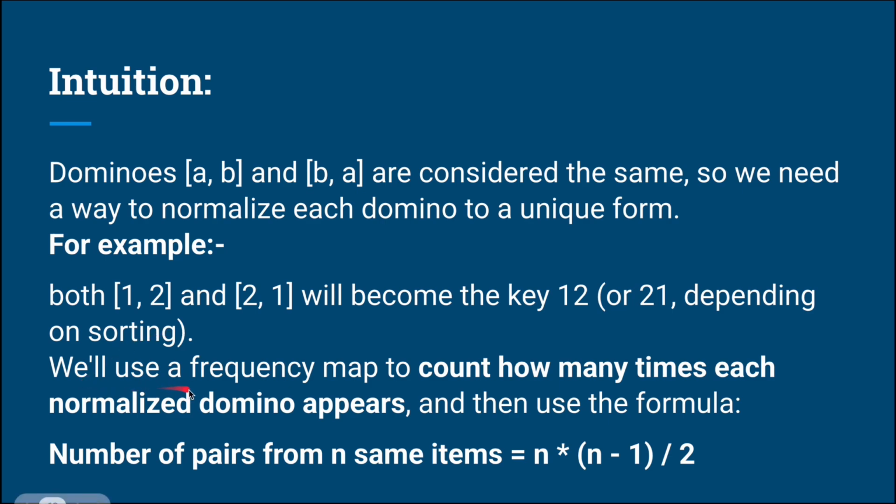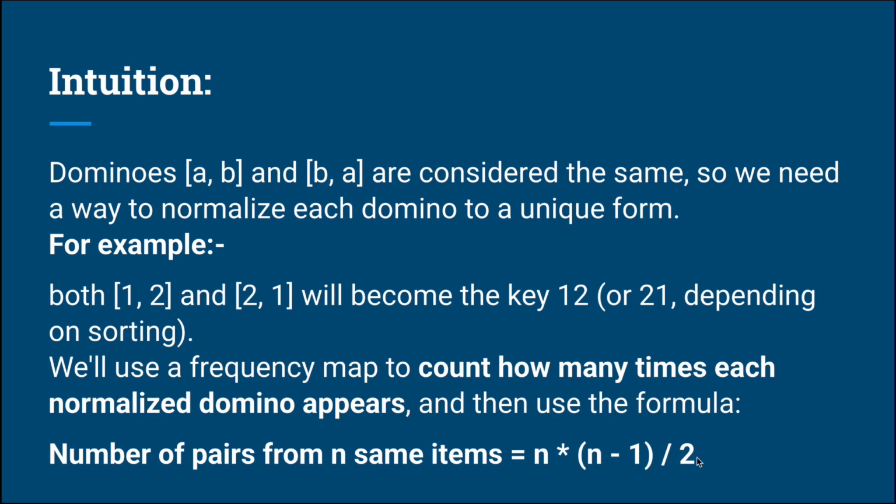So we'll use a frequency map to count how many times each normalized domino appears, and then use the formula. What is the formula here? The number of pairs from n same items is n times (n minus 1) divided by 2. Mathematically you know that, right? If you find the count and you know the pattern, you can use the formula and write it.